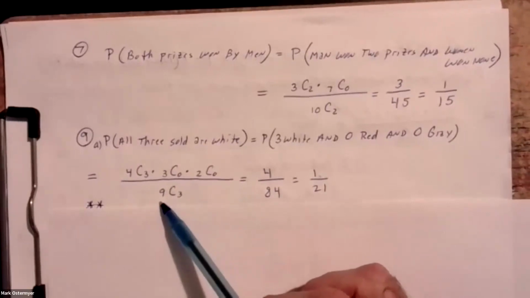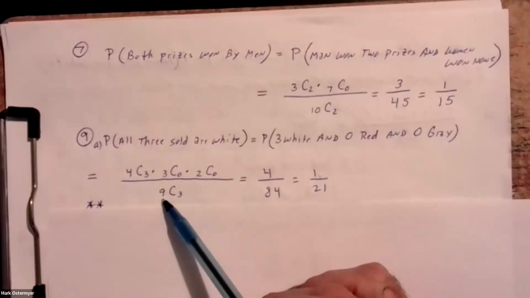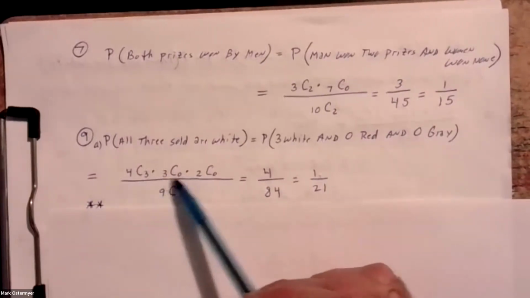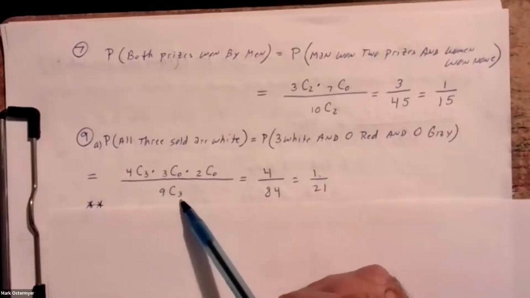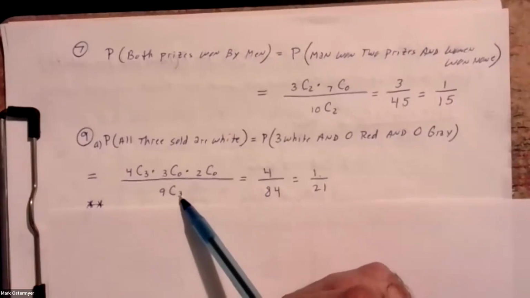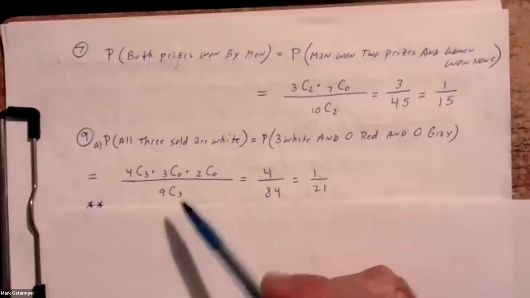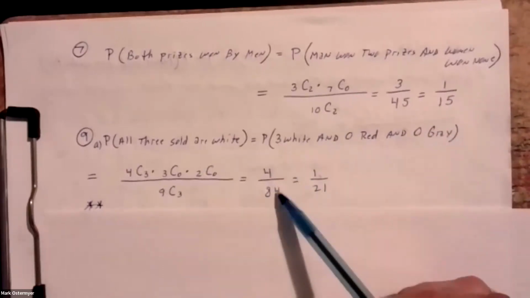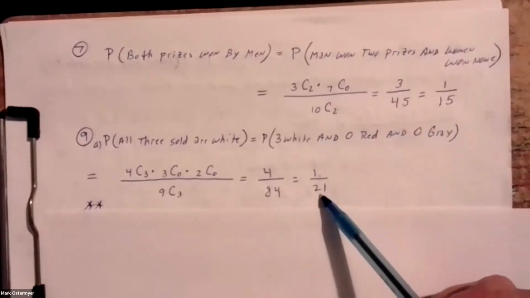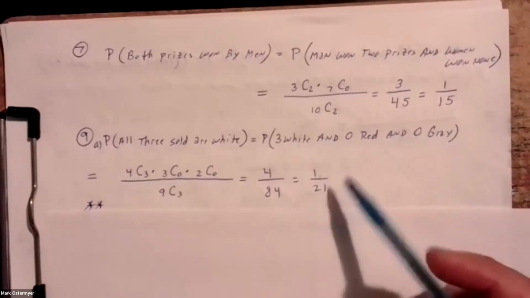That is going to be divided by the number of ways of selling 3 automobiles from 9 total automobiles. There's 9 total automobiles. 4 plus 3 plus 2 is 9. 9 in combination with 3 is the number of different ways of selling 3 automobiles from the 9 automobiles we have on the lot. You take 4 divided by 84, and that gives you 1 over 21. That's the probability that all 3 vehicles sold are white, 1 over 21.